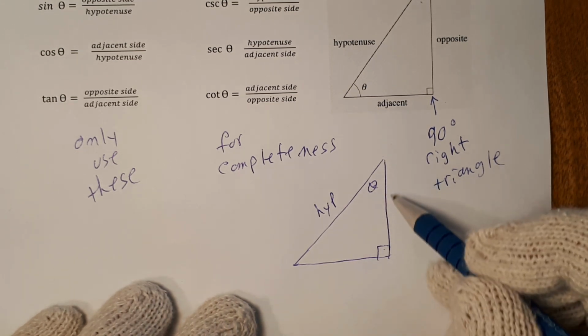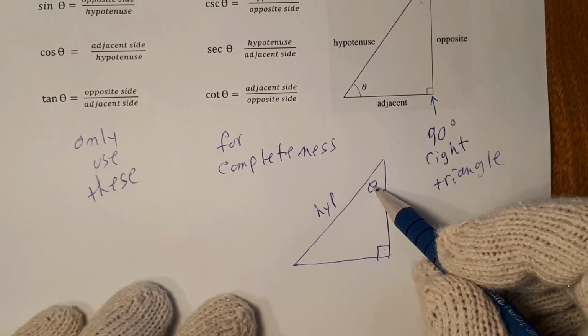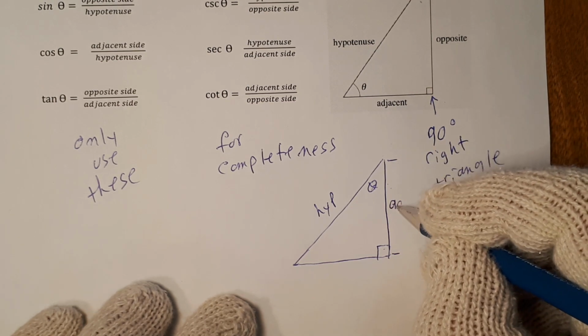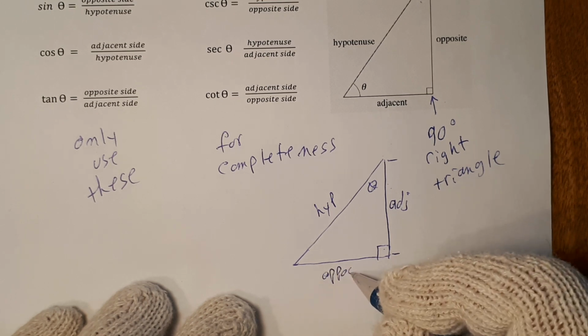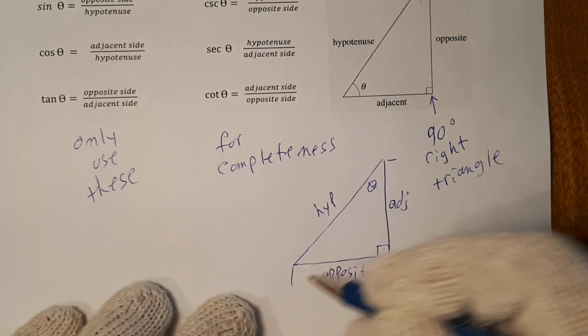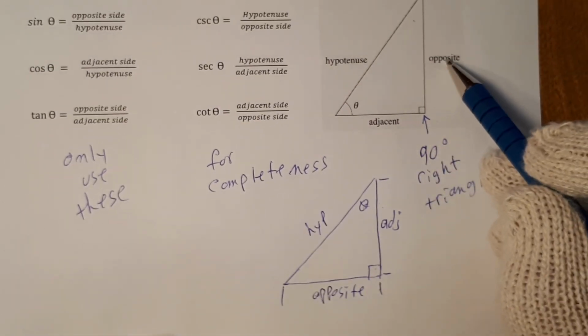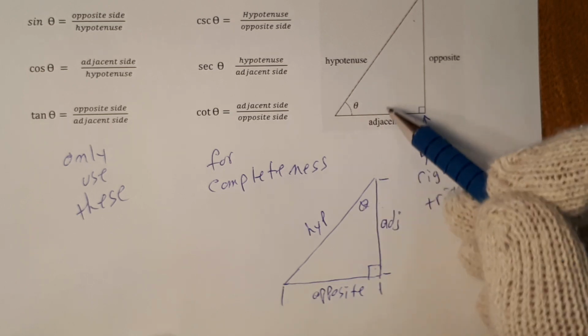And this length right here, because it is joining to the angle theta, becomes the adjacent length. From here to here is the adjacent length. And this one here now becomes the opposite length. You'll notice then that the opposite and adjacent will flip. It all depends on where the angle theta is being defined.